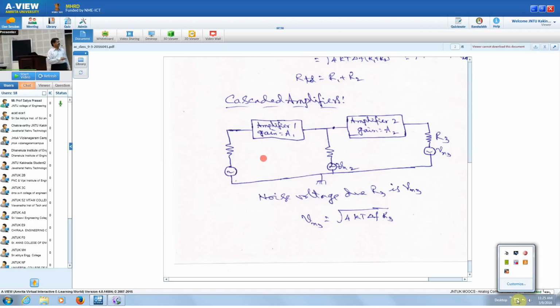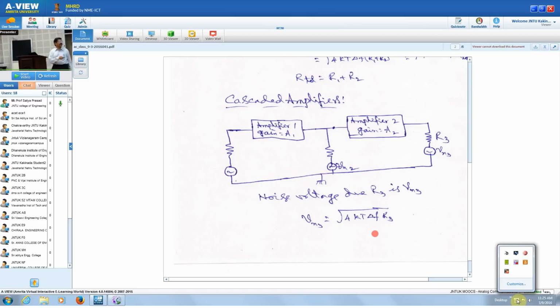R1 is generating a noise of Vn1, R2 is generating a noise of Vn2, and R3 is generating a noise of Vn3. So this is R1 with Vn1, R2 with Vn2, and R3 with Vn3, connected in between the two amplifiers. Therefore, what will be the noise generated by R3? This Vn3 equals root of 4 kT delta F into R3.